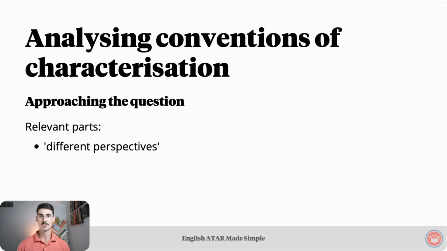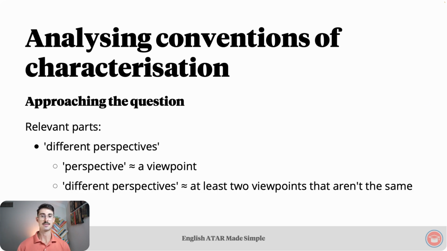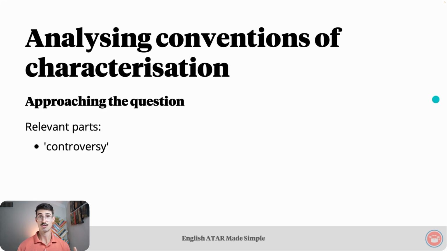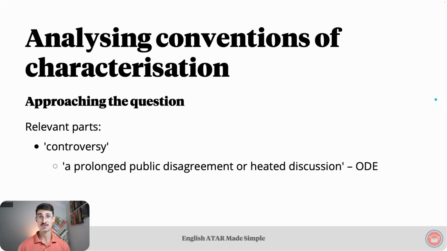Approaching the question. How should we answer the question? The important parts of this question are different perspectives. A perspective is just basically a viewpoint. We'll get into that later in this module. And different perspectives just means roughly at least 2 viewpoints that aren't the same. Another important part of this question is the term controversy. That just refers to a prolonged public disagreement or heated discussion.